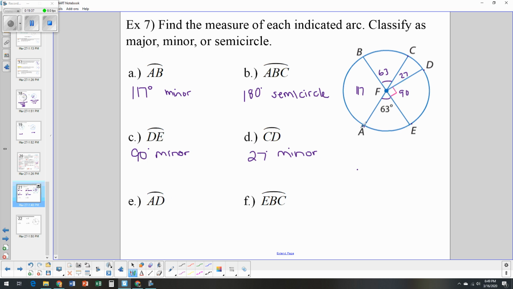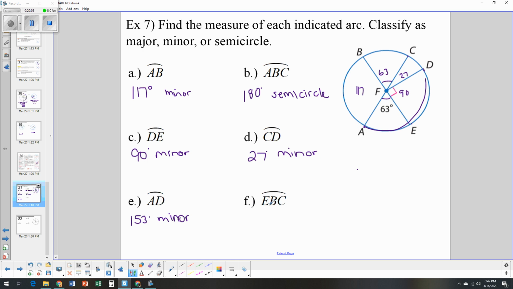AD, 2 letters, shortest way to get to AD. So now here I have A, here I have D. I could choose to go this way or this way. Both ways do pass through another point. But the shortest way to get from A to D is here. So we're going to go along the edge here, and it's going to be together the 63 and the 90. So 63 plus 90, and I get 153 degrees here for arc AD. Another minor arc.